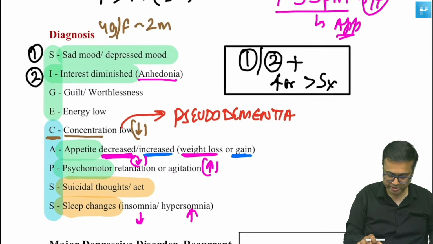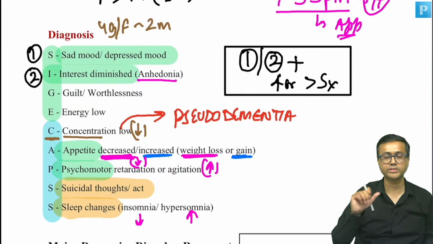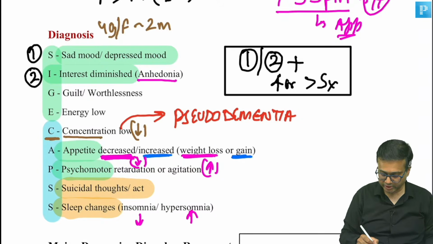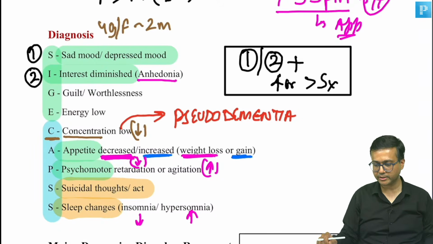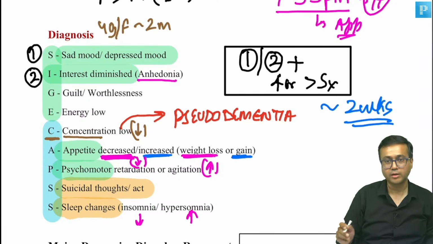And for how much duration, beta, can you tell me? Can anybody tell me, beta, what is the duration? For how long should the symptoms be present to make a diagnosis? Very good, beta. Please remember, the minimum duration is 2 weeks, that is 14 days.